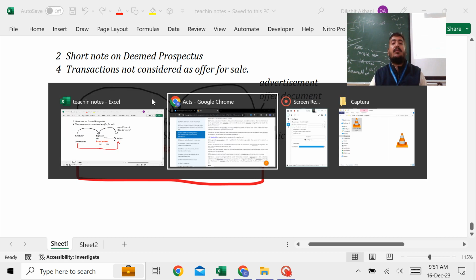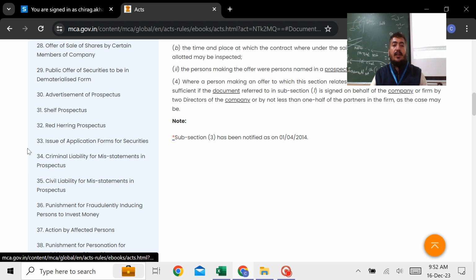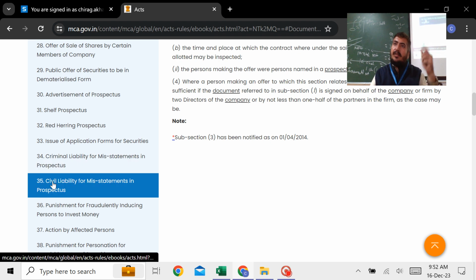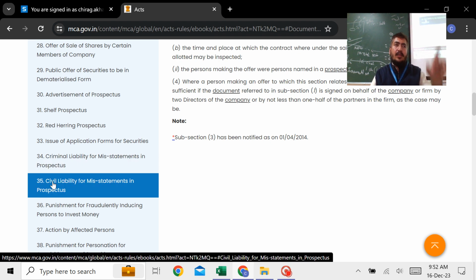Again, I want to remind you guys what is section 34 and 35. Look at this. 34 talks about criminal liability, 35 talks about civil liability. What is the difference between criminal and civil liability first? Criminal, I do not want to go much in detail, but try to understand. When I say criminal liability, it means penalty or jail. Civil means no penalty, no jail. You just have to compensate the losses.